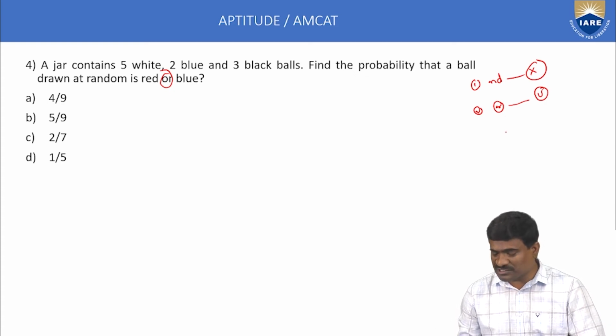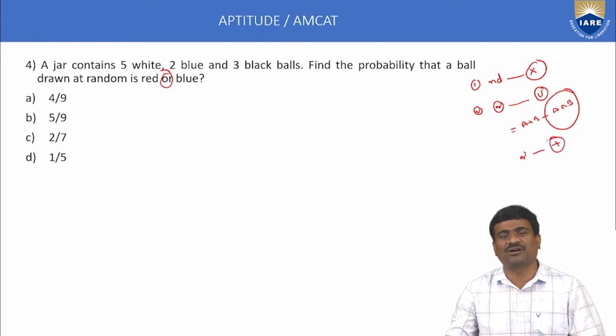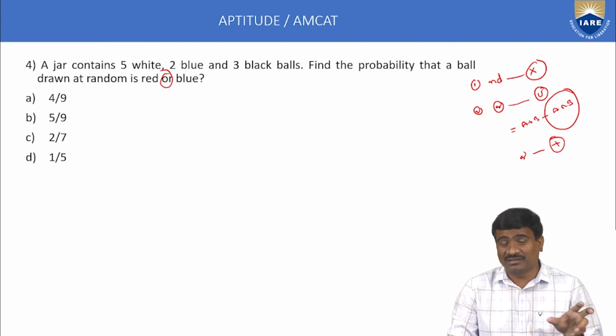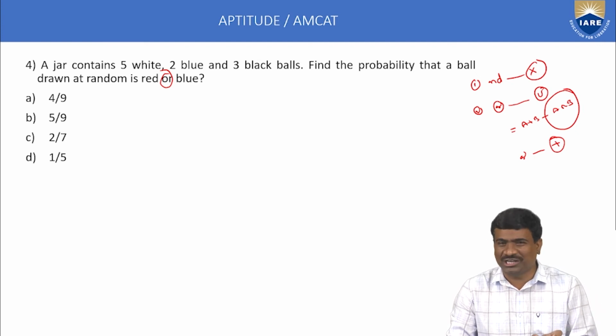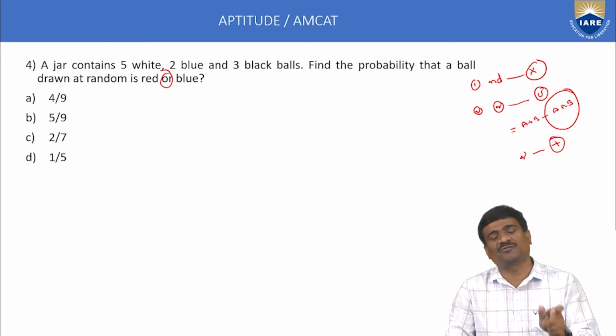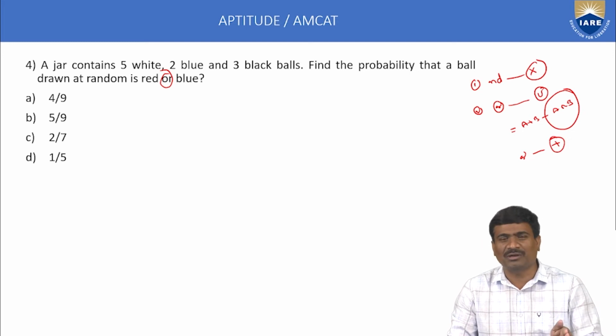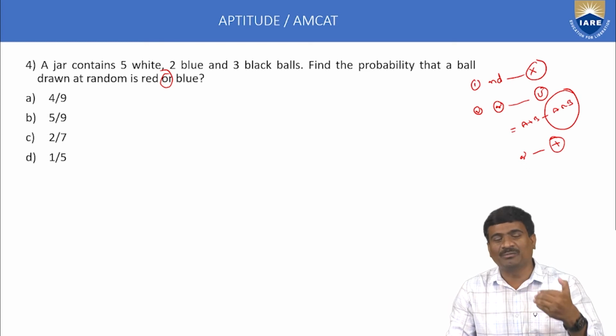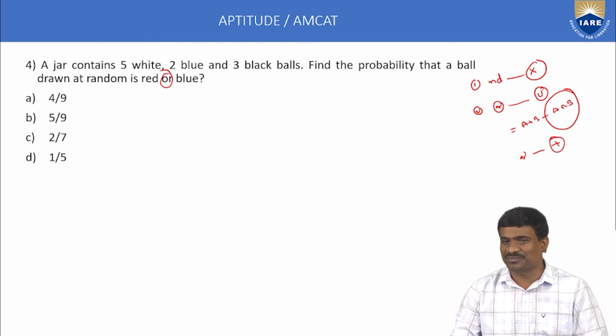A union principle: A union B is equal to A plus B minus A intersection B. If the common part is equal to 0, OR indicates the plus operator. This method is important for this example. Here OR means union. Check the common part of red and blue. There is no common color between red and blue, then OR indicates plus because the common part is equal to 0.